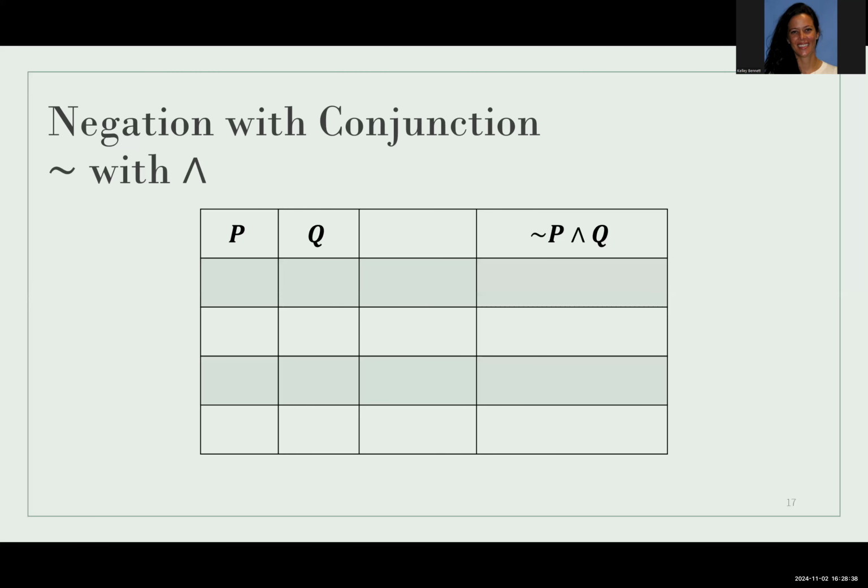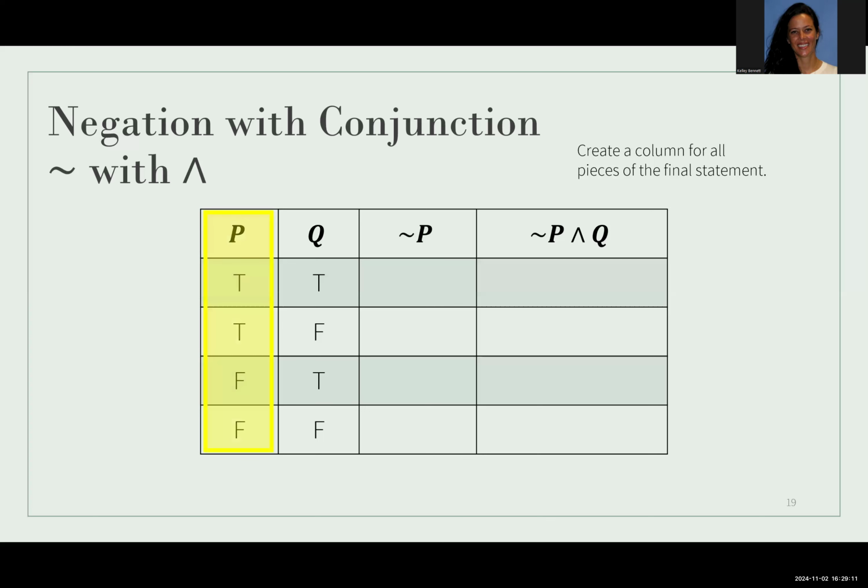I already have a column for Q, but I don't have a column for not P. So it's important for me to create a column for all the individual pieces in the final statement, meaning I want to have something that captures not P. And so I'm going to go ahead and set up my PQ, right? This is our normal two proposition setup. And the very first thing I'm going to do is address not P.